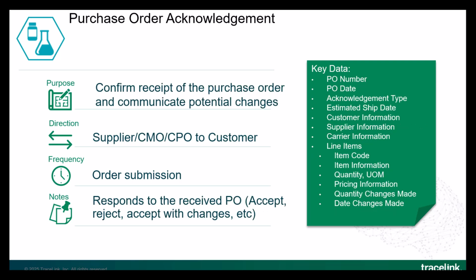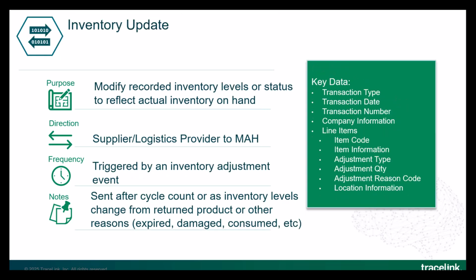Likewise, with the digitalized PO acknowledgement, the supplier responds to the received PO and can accept it, reject it, accept it with changes, etc. An inventory update is an electronic document used to notify trading partners about adjustments made to inventory levels within a warehouse or distribution center. This is particularly important when accurate inventory tracking is vital for regulatory compliance, product availability, and patient safety.